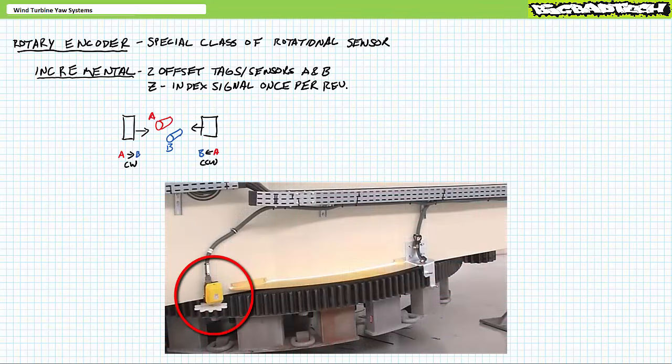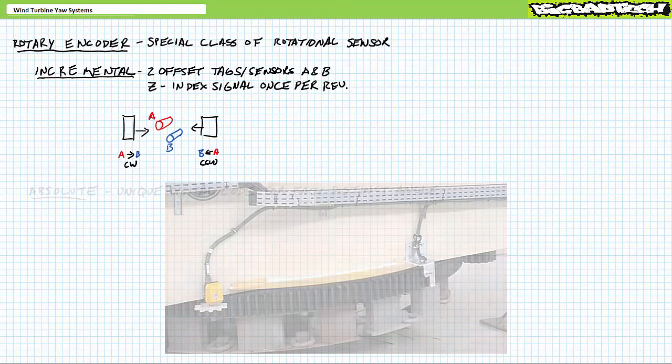Common implementations of incremental rotary encoders on industrial wind turbines might take the form of a tooth gear that meshes with the yaw ring and rotates the specified number of turns per full turn of the yaw ring, or a pair of offset magnetic proximity switches that count the teeth of the yaw ring directly. Some turbine manufacturers use more than one incremental encoder method, one is primary and one is backup, and can signal a yaw error if the two systems disagree. More on yaw errors in a moment.